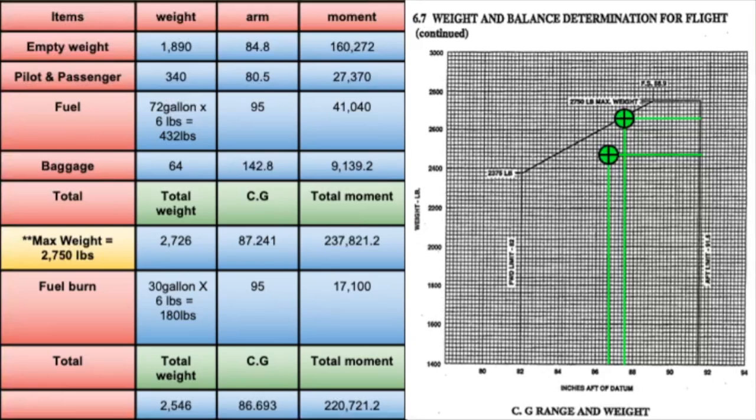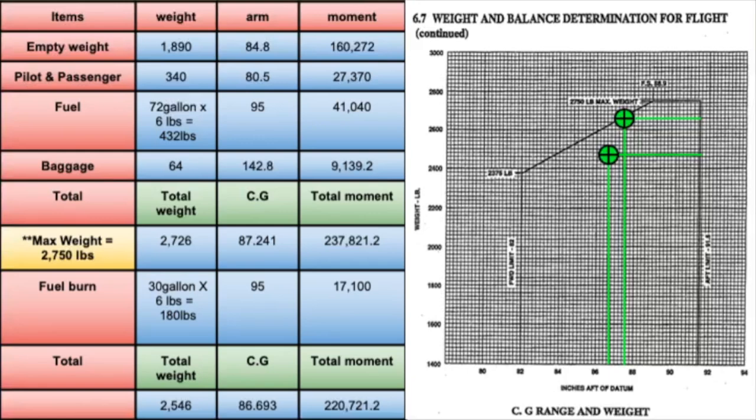Now we know that we're going to burn some fuel up there, right? That means that our center of gravity can be shifted. So how much fuel are we going to burn? We're going to burn 30 gallons. Remember, 180 pounds times 95 is going to give me 17,100. Now I'm going to subtract the fuel burn from the takeoff weight. I'm going to divide this total moment by the total weight. I'm going to have a new center of gravity.